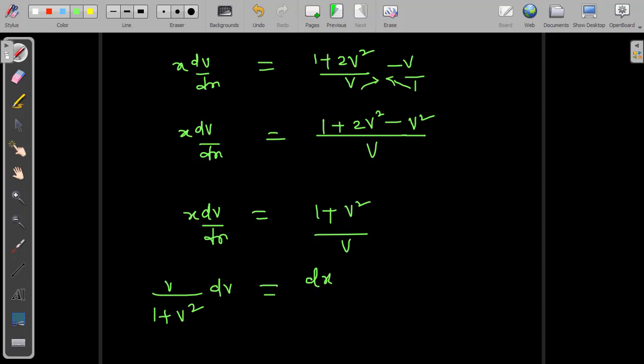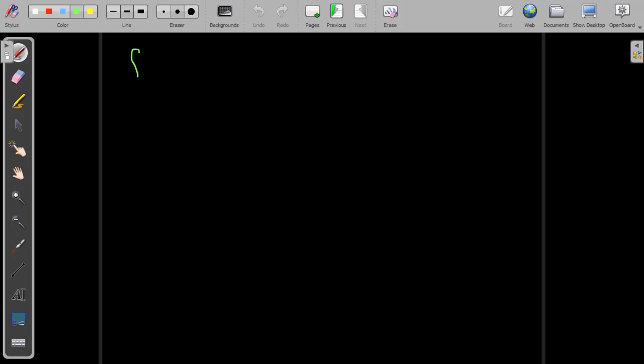dx will be in the numerator, x will be in the denominator after shuffling terms. Here the variables are separated clearly. Now we will go for integration, which means the integration of v divided by 1 plus v square dv equals the integration of 1 by x dx plus I can add here a logarithmic constant c.